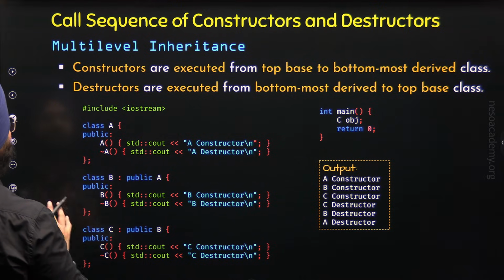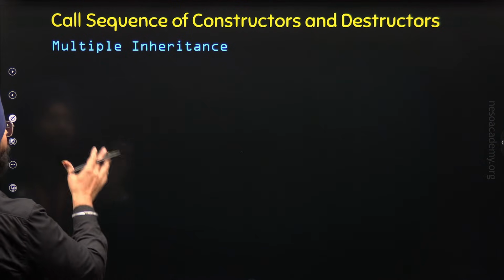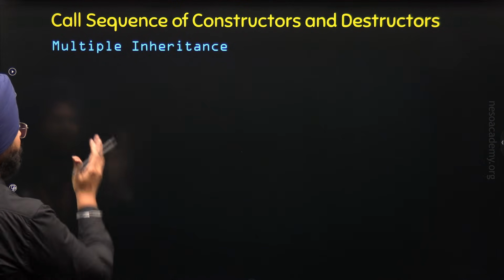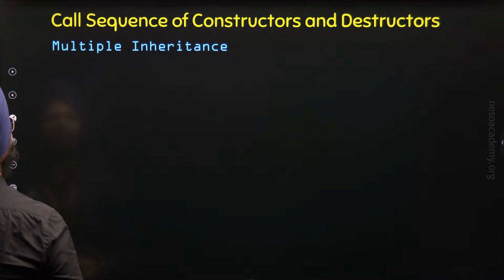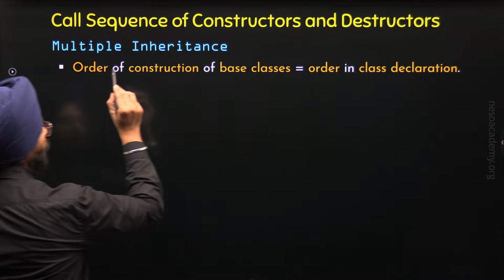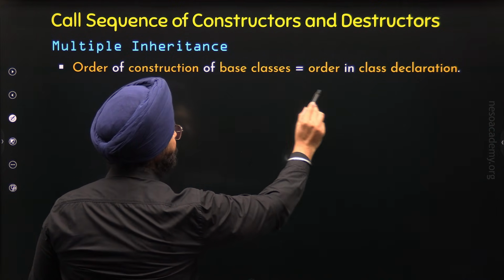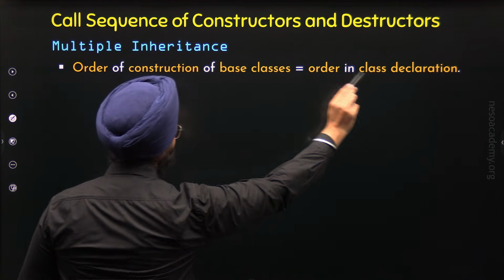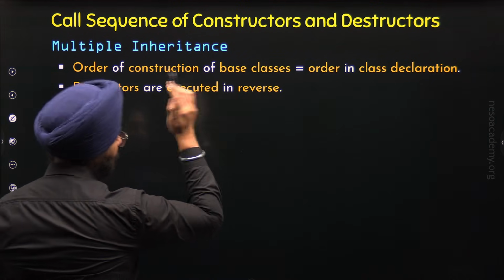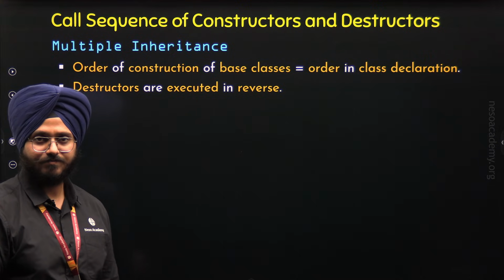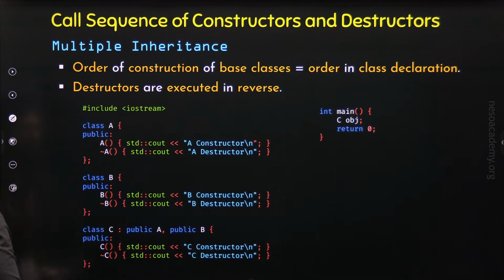Let's understand what happens in case of multiple inheritance. What will be the call sequence in case of multiple inheritance? In case of multiple inheritance, order of construction of base classes is same as the order in class declaration. Also, destructors are executed in the reverse order as usual. Let's consider one example program to properly understand this.